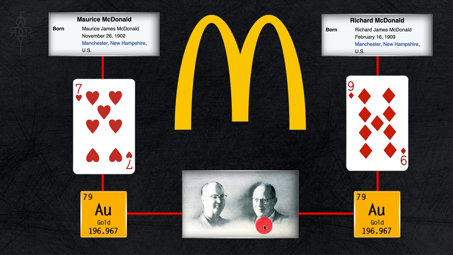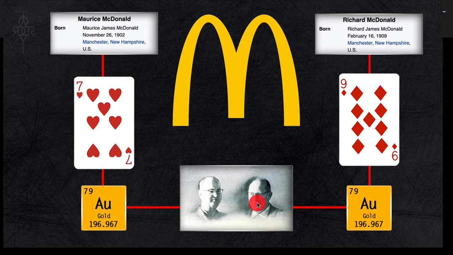Most of you watching this should know, if not all of you, what your birth card is. And Maurice is the Seven of Hearts, born on November 26th. And Richard, born on February 16th, is the Nine of Diamonds. Let's be really transparent with that.